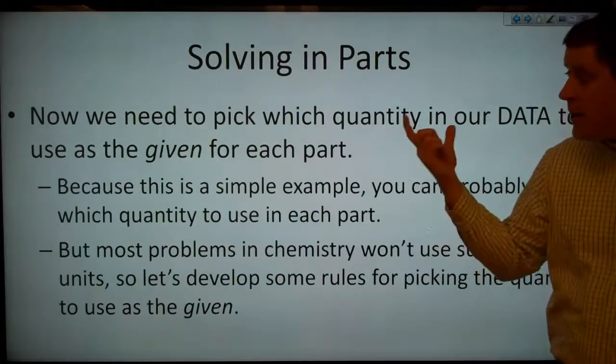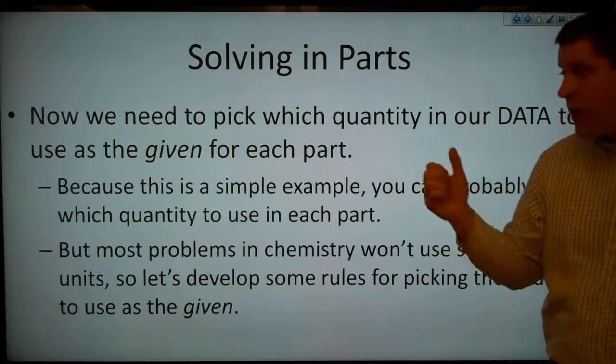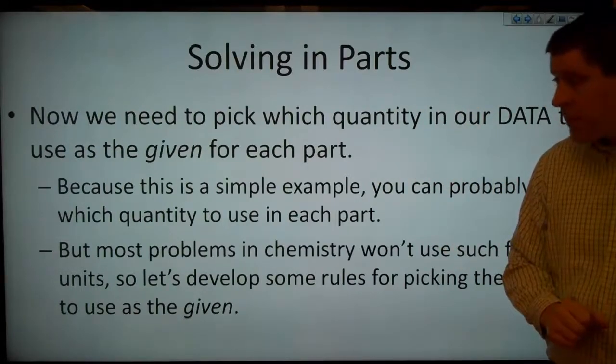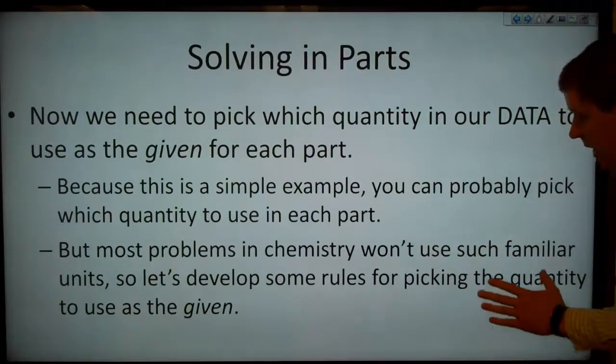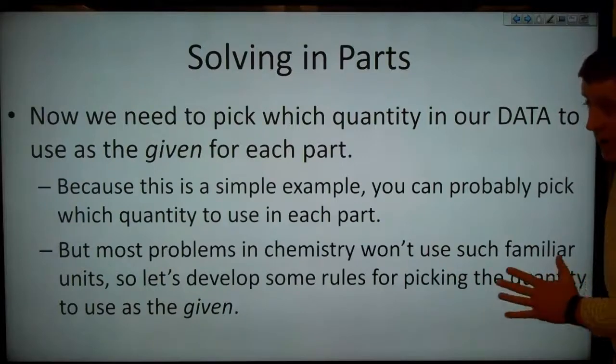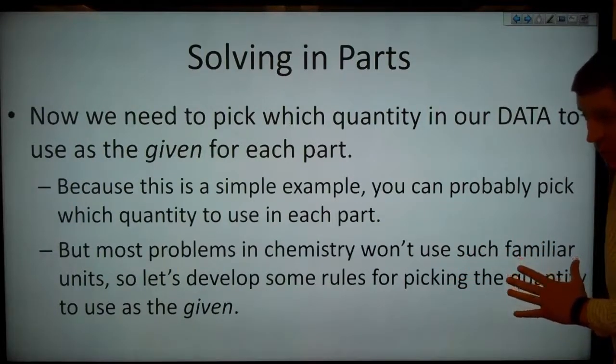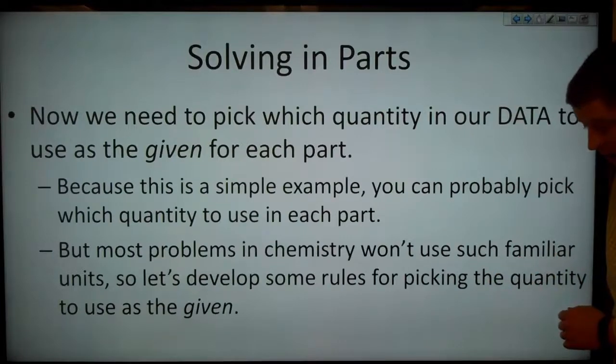So we now need to pick which quantity in our data section to use as a given for each part of our problem. And because this is a simple example, you can probably pick which quantity to use in each part. But most other problems in chemistry won't use such familiar units, so let's develop some rules for picking the quantity to use as the given.